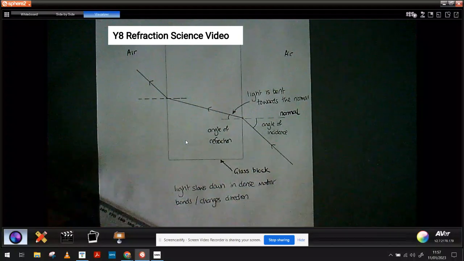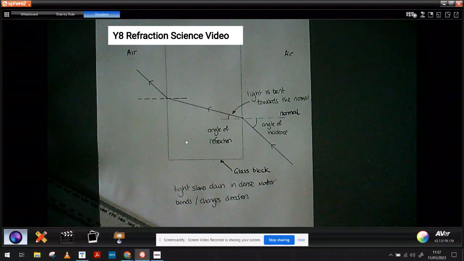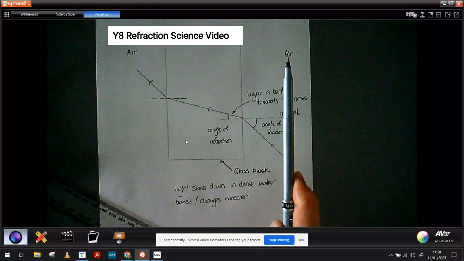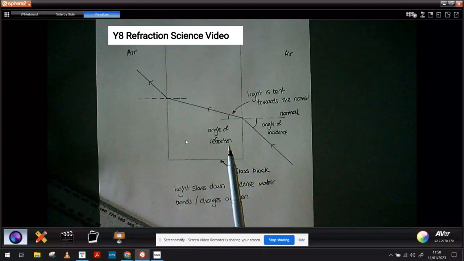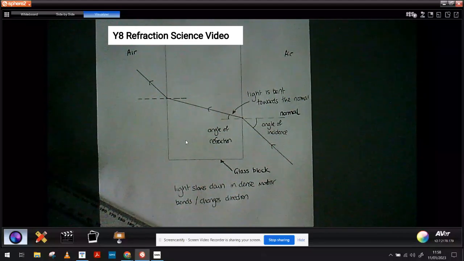So this diagram is a classic setup for demonstrating this principle of refraction, how light changes direction when it goes from a less dense medium like air into a more dense medium like a glass block. Hopefully that video was useful and you get an idea of what's happening, and the reason why, because it's to do with the light slowing down.